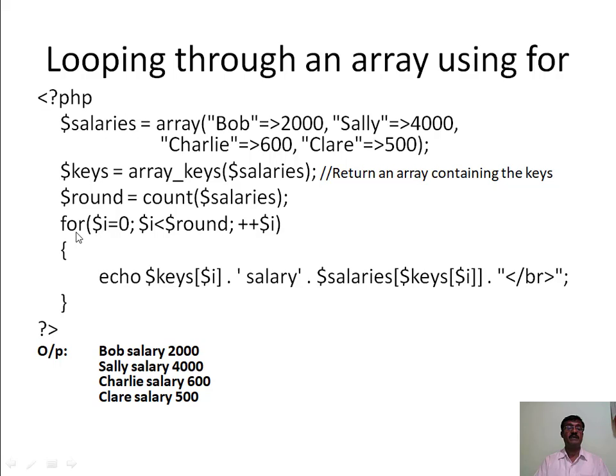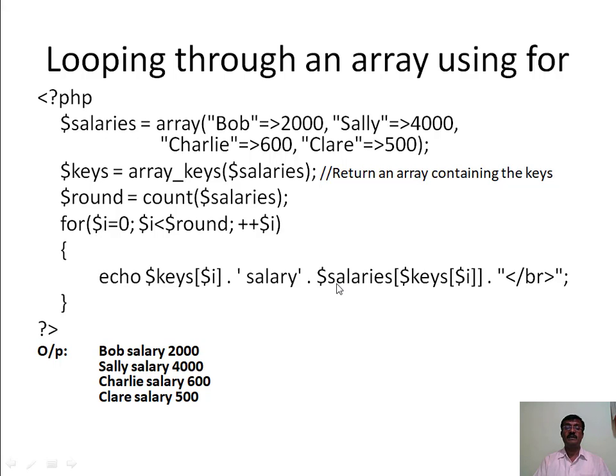So a for loop has got 3 parameters. First one is your initialization of counter, next is condition checking, and third parameter is for updating your counter. In the first iteration your i value will be 0. So here I am trying to print the first element in the key array. The first element in the key array is Bob, because this is the first key, hence that is the first element in the keys array. So key of i, that is key of 0, gives you the Bob value.